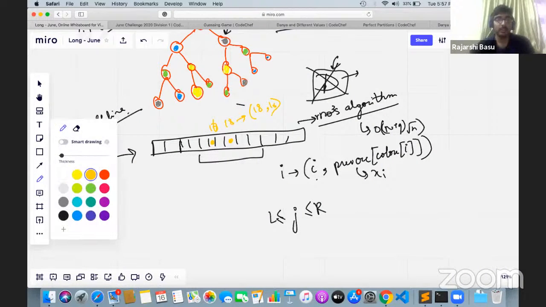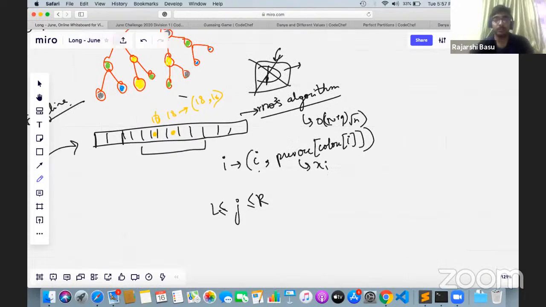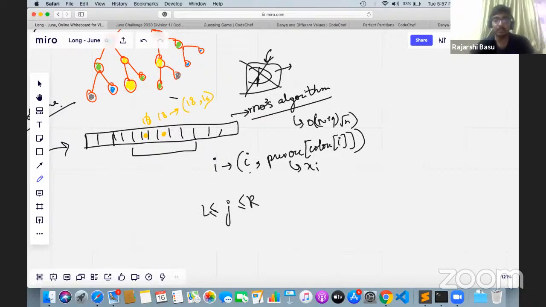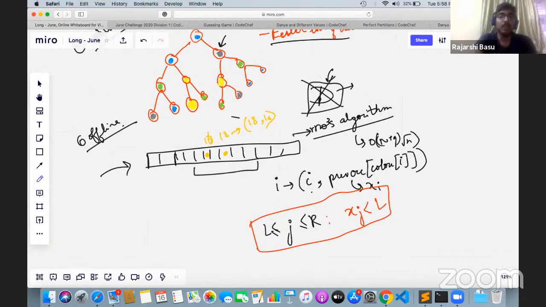Now in this scenario, the problem effectively reduces to counting all j between L to R such that x of j is less than L. Yeah, so this is all it reduces to. You can solve this using segment trees. How to do it and similar problems based on it are all given in the editorial again.